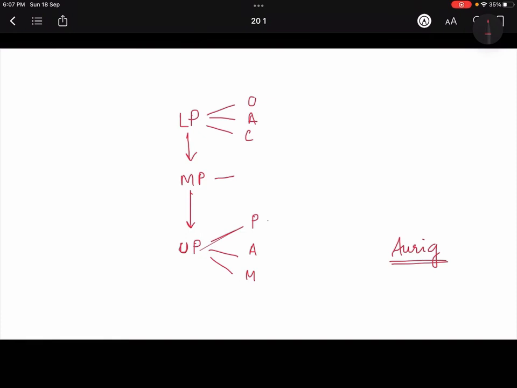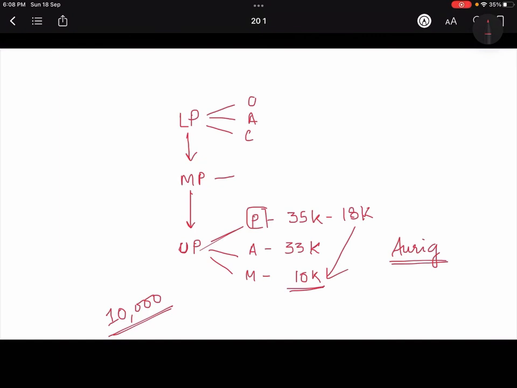So Perigordian existed around 35,000 to around 18,000, okay, and Aurignacian also started around the same time, and Perigordian was then replaced by Magdalenian until 10,000 years back, when the Upper Paleolithic era actually ended. That time it ended and then the Mesolithic period started. So from 18,000 to 10,000 years it was the Magdalenian period.